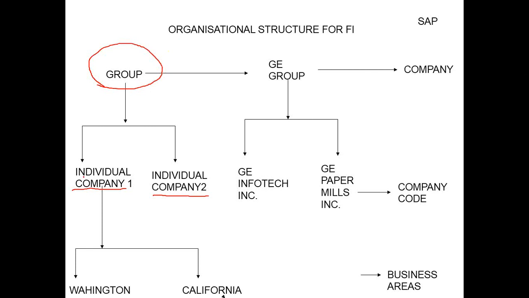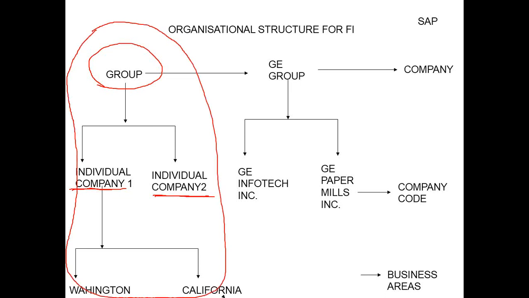So, group means it will have some number of individual companies, for example, individual company 1, 2, 3, 4, and so on. A group can have any number of individual companies. Every individual company may be carrying on business in different geographical areas. For example, individual company 1 is carrying on business in Washington, California, New York. Then individual company 2 is also carrying on business in Washington, California, New York, New Jersey, Houston, etc. So, this is the general enterprise structure for any company in the world for the purpose of preparing financial statements.